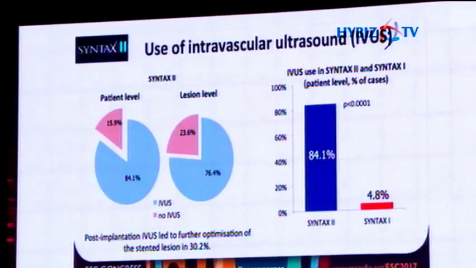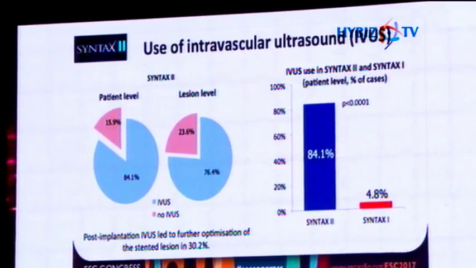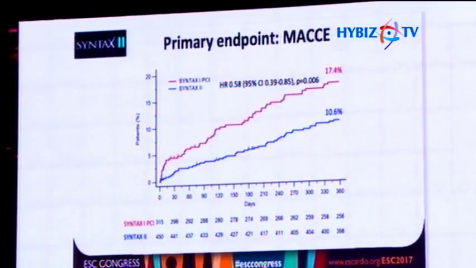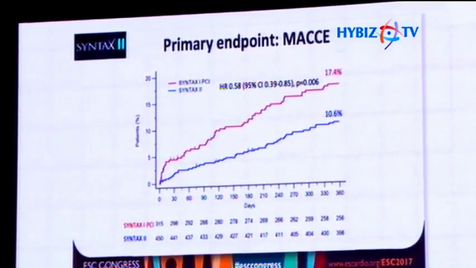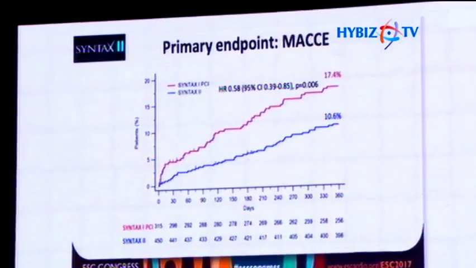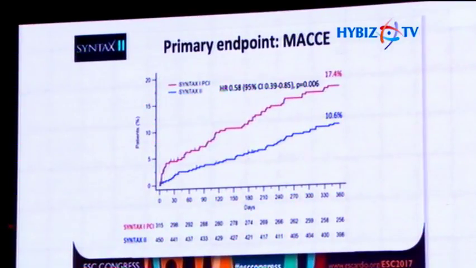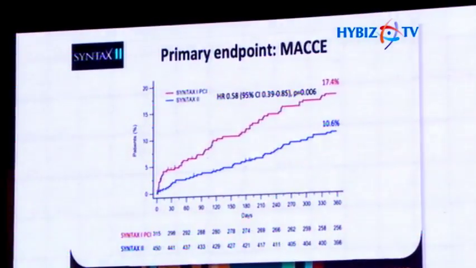treatment. Now, does this matter? It only matters if we can show improvement in the outcome. So let's look at the outcome. The blue are the patients who had optimized PCI in the Syntax 2, and the red are the patients in the Syntax 1 who had angiographic guided PCI procedure. And you can see there's a remarkable, statistically significant improvement in the outcome when PCI optimization was done.